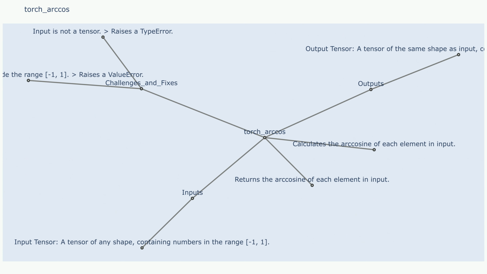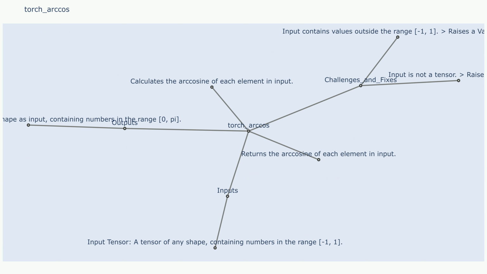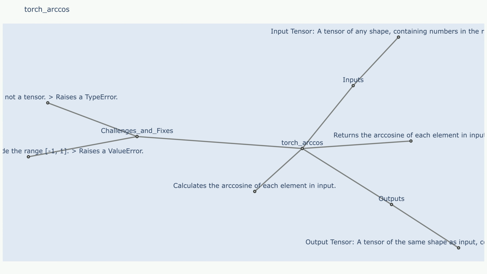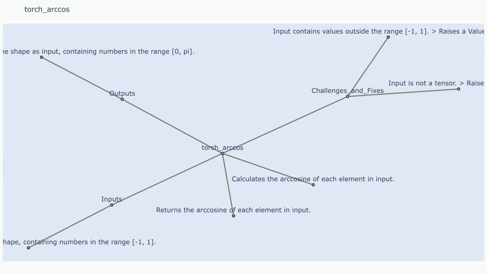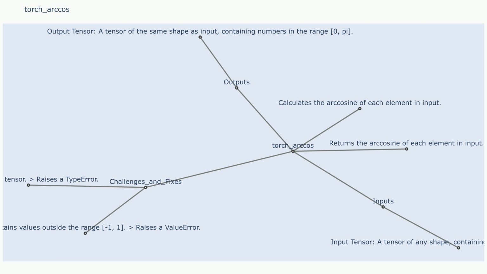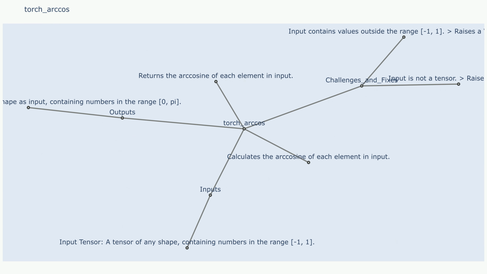Challenge 1: input tensor contains values outside the range of -1 to 1. Sample use case that resulted in challenge 1: when the input tensor contains values greater than 1 or less than -1, the function will return NaN (not a number) for those elements. Fixes to challenge 1: ensure that the input tensor contains values within the range of -1 to 1. If the input tensor contains values outside this range, you may need to adjust the values or use a different function.